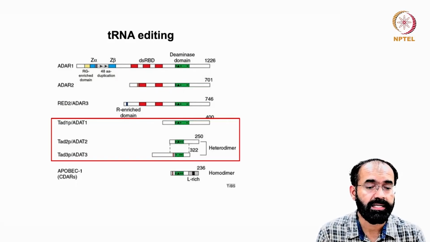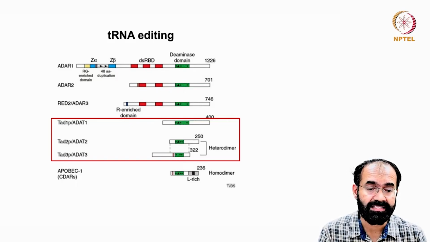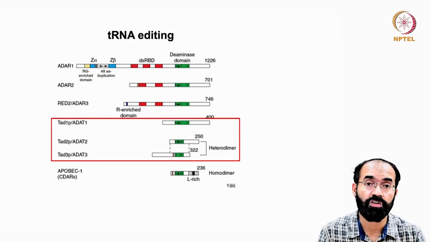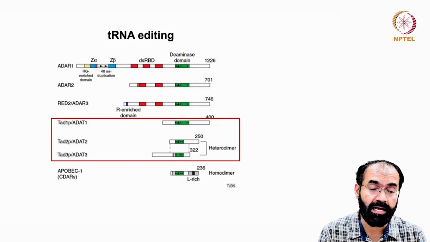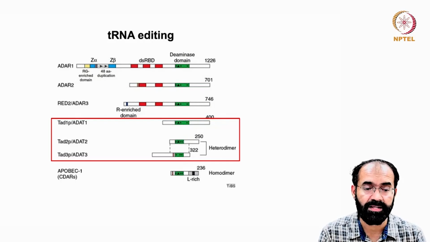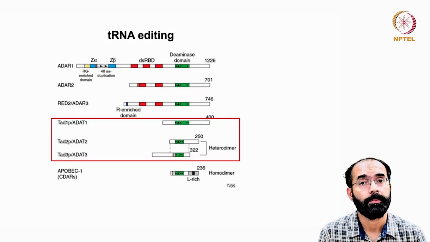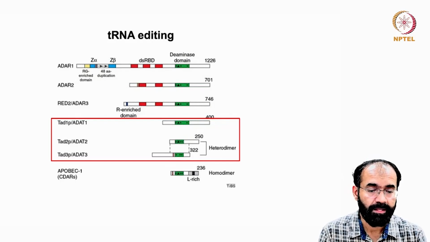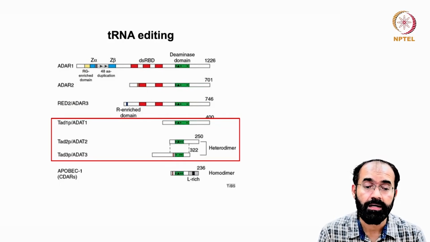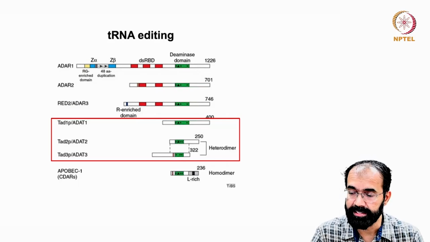ADAR1 is one of the enzymes, as you are able to see, causing editing. We are now going to understand the tRNA editing enzymes. Some we have seen, ADAR1, ADAR2, etc., are involved in mRNA editing, whereas the examples we are seeing here are meant for tRNA editing.